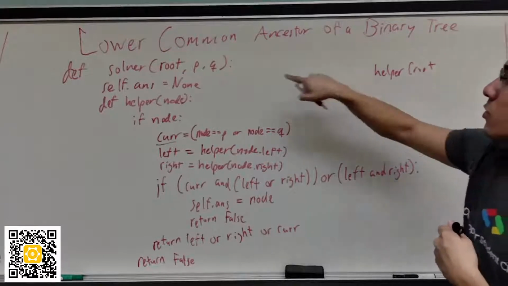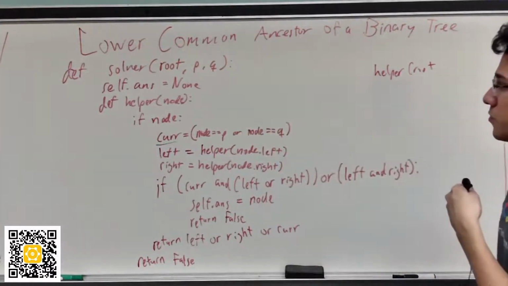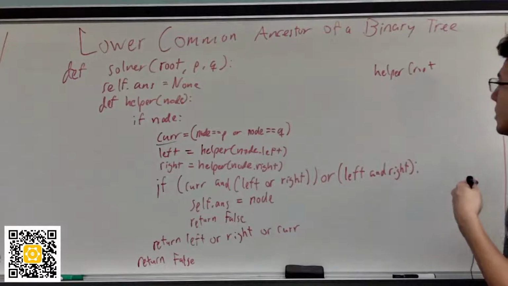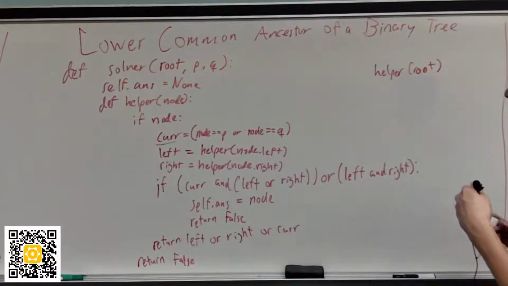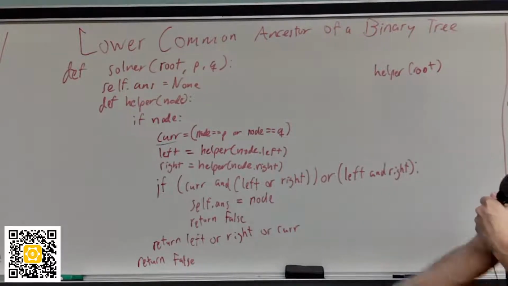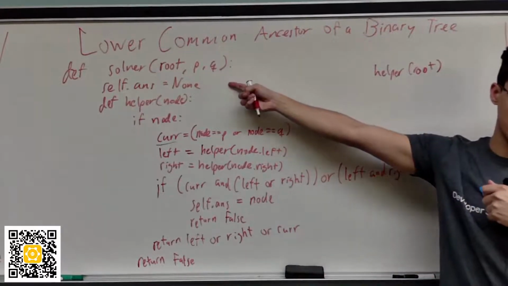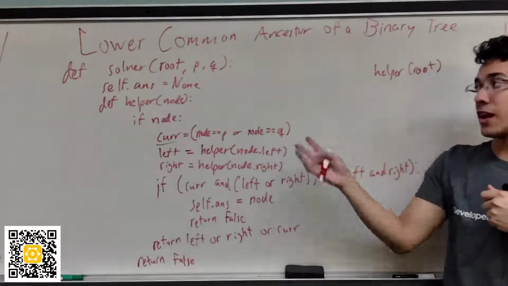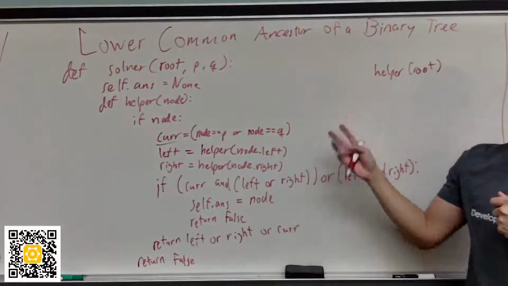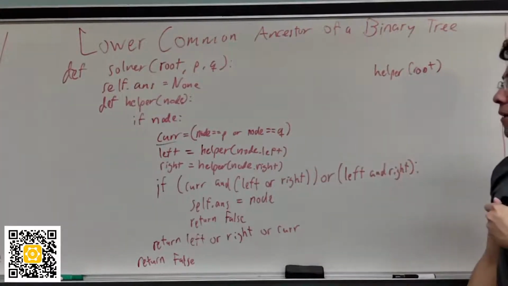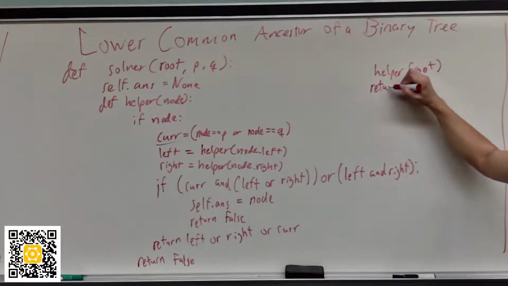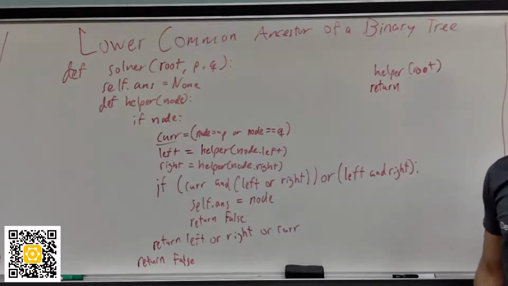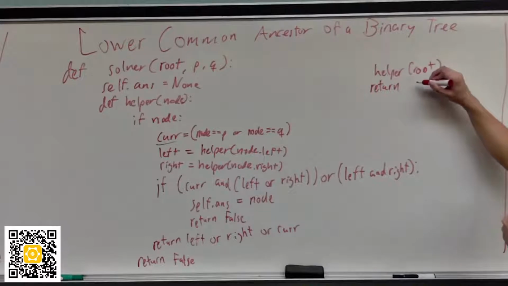Also, this is a continuation of this solver. All right, we've escaped helper. We call helper on root. Then we do all the work, and self.ands is the one that's changed, right? And self.ands could be none. It could be the root itself. So then what do we return? Yeah, return self.ands.